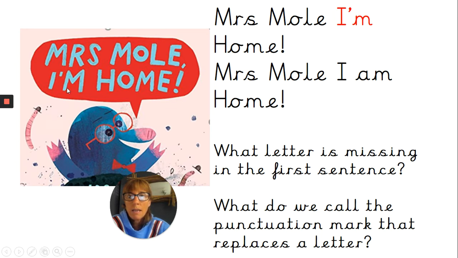But the punctuation mark we're going to work on today is this little mark here between the I and the M. Does anybody know what that's called? We've talked about it in class, but it was a long time ago. I'm going to tell you. It's called an apostrophe. It looks like a little mark just between the two letters, the I and the M.